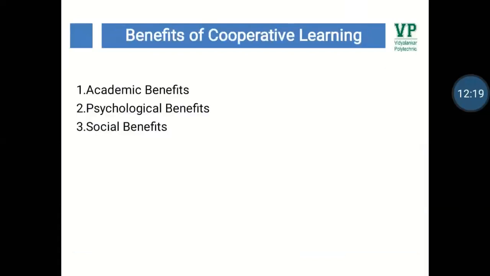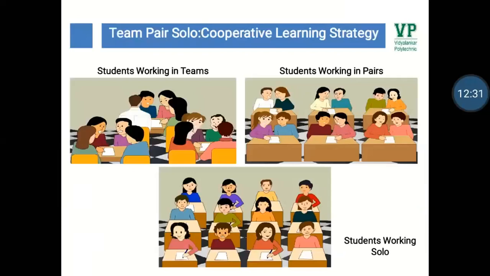Benefits of cooperative learning are not only academic benefits but also psychological benefits as well as social benefits. Team pair solo is also an example of a cooperative learning strategy. In team pair solo, first students work in teams, secondly students work in pairs, and last but not the least, students work solo.